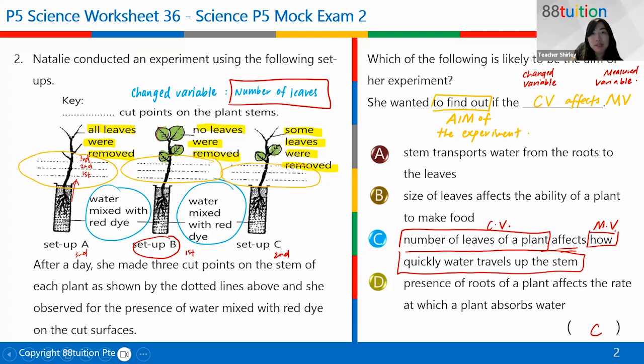I think there's someone typing in the chat. Let me see. What is a hypothesis? Very good question. A hypothesis means that you actually predict what the results of the experiment are. I didn't conduct this experiment before, but by looking at this information, I can predict, or my hypothesis can be, that setup B will allow the water to travel up the stem the fastest. So that will be my hypothesis.